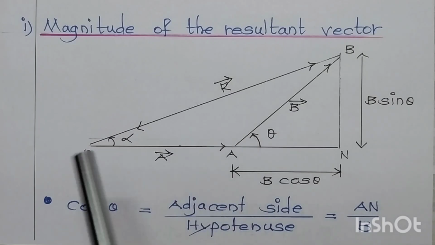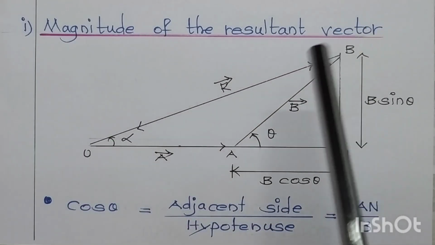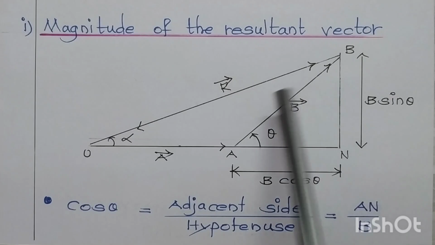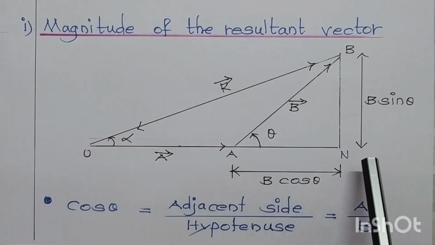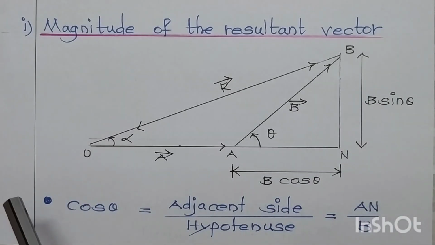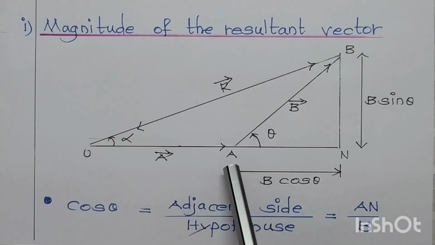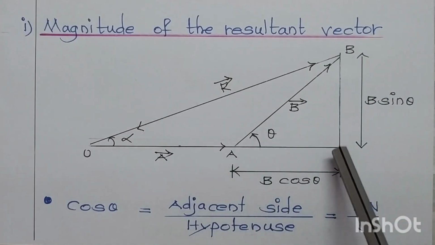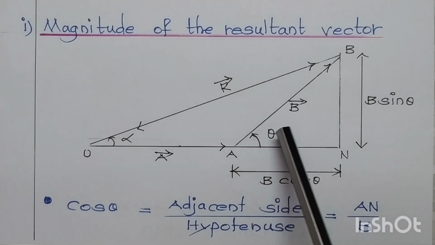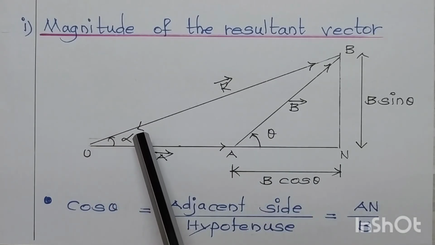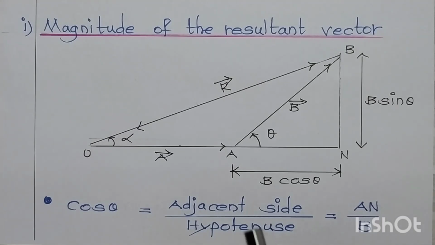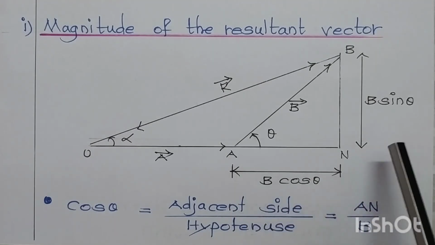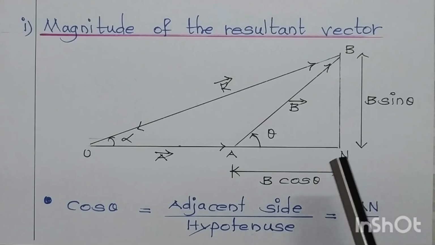Now let us see the magnitude of the resultant vector. For that we need to draw a diagram of this kind. ONB, a right angle triangle, and again here take a point which is named as A and join A and B. Again we get a small right angle triangle ABN. Here an angle theta is formed and here an angle alpha is formed. Now the sides are marked by B cos theta and B sin theta. How they have come, let us see in the following steps.